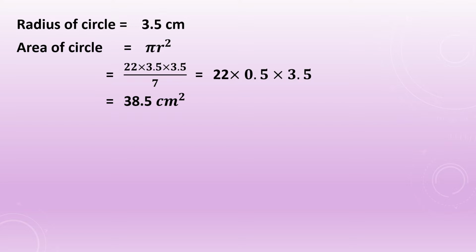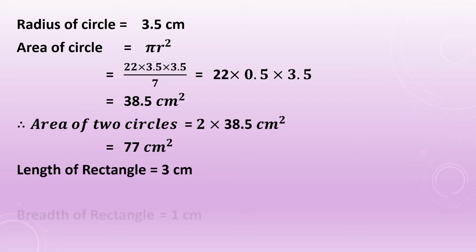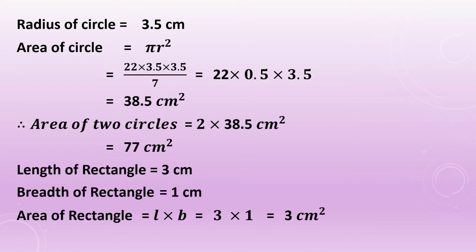We are removing such two circles. So the area of two circles equals 2 multiplied by 38.5 centimeter square, which gives 77 centimeter square. Now we can find the area of the rectangle. Length is given as 3 centimeter, breadth is given as 1 centimeter. Area of rectangle equals L into B, which is equal to 3 into 1 equals 3 centimeter square.